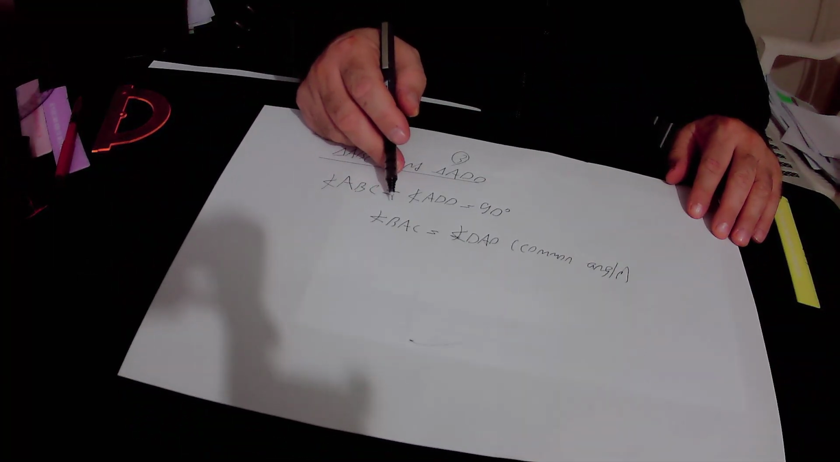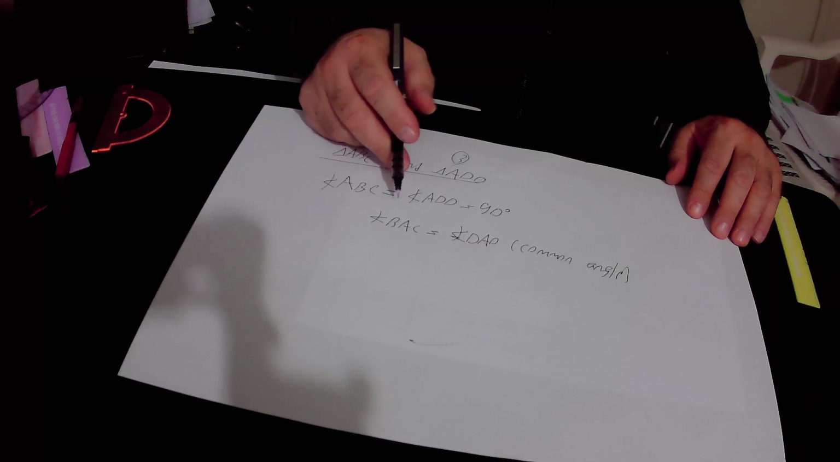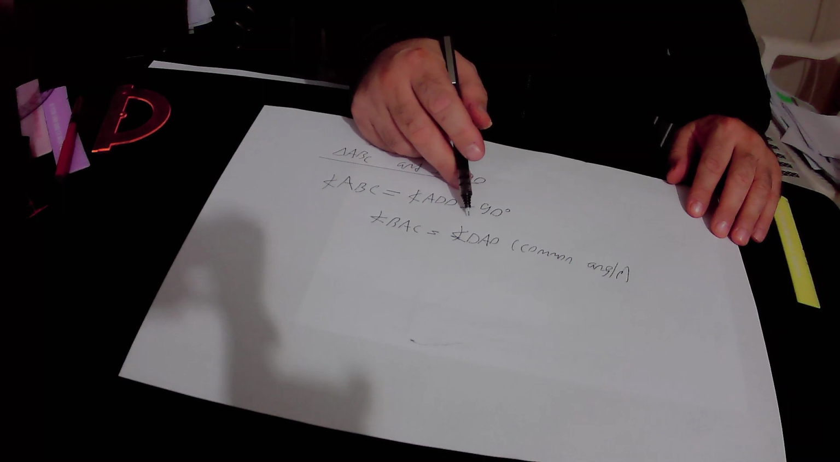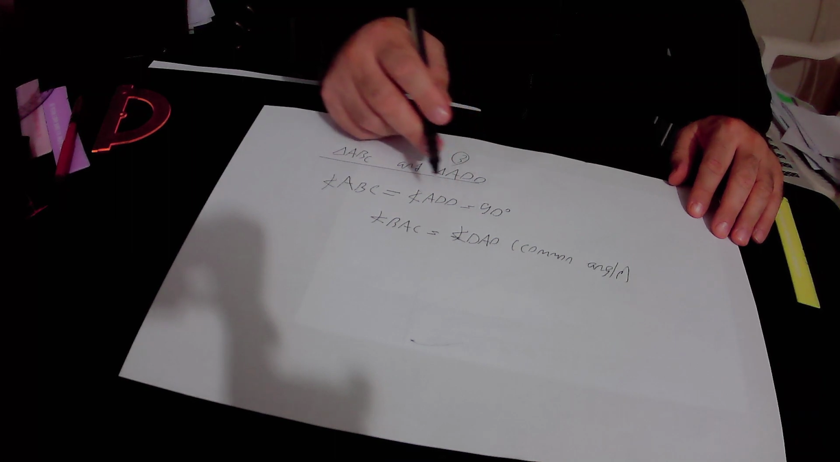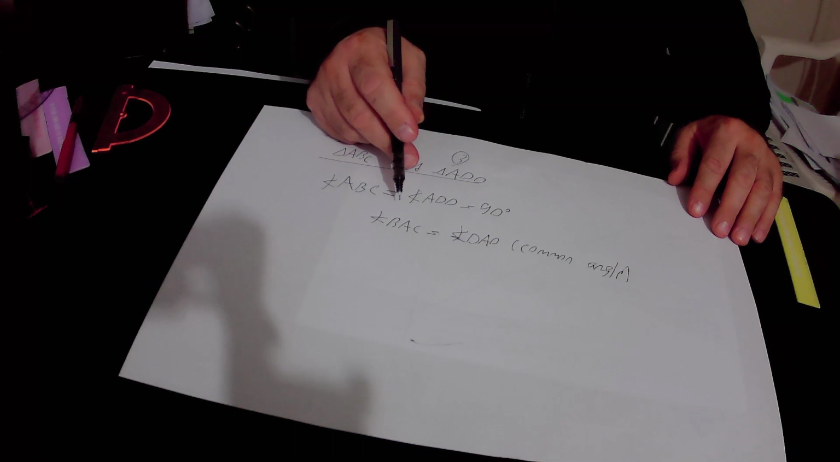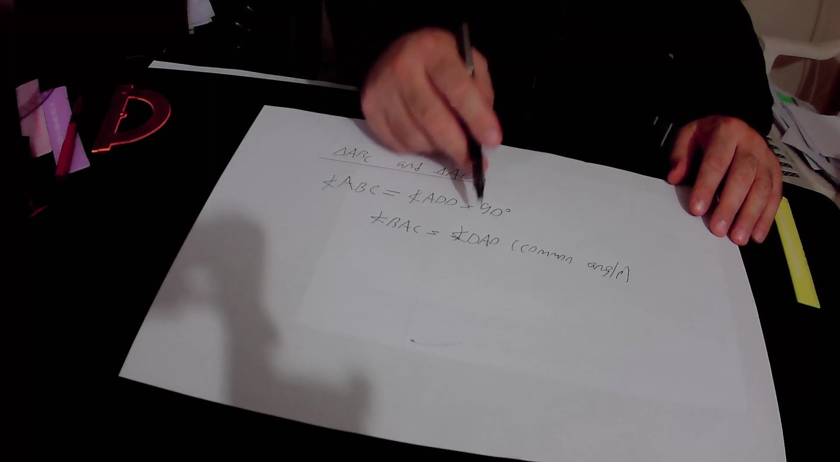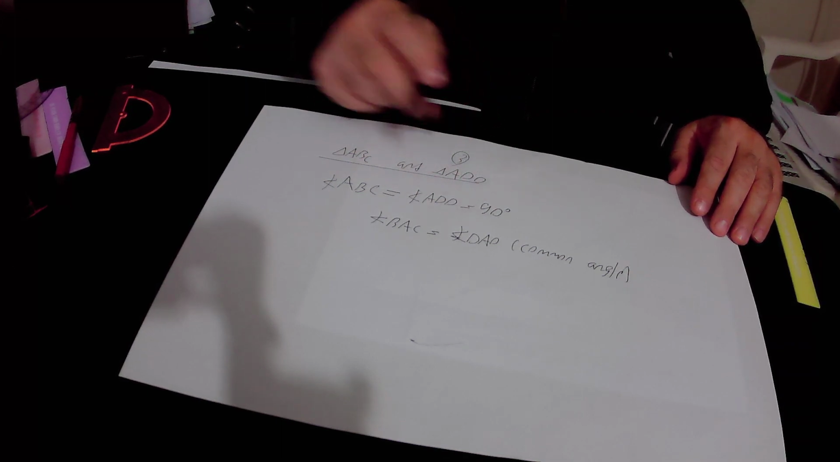So angle BAC of the right triangle equals angle DAO. It is the same angle that equals itself. But because it belongs to both triangles, you can say that the angle equals itself, because the angle that belongs to triangle ABC equals itself, but it also belongs to triangle DAO.